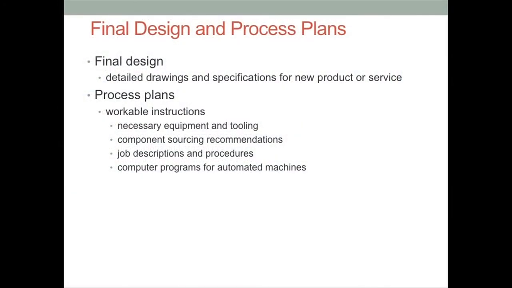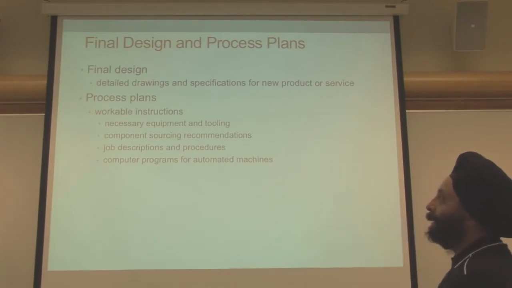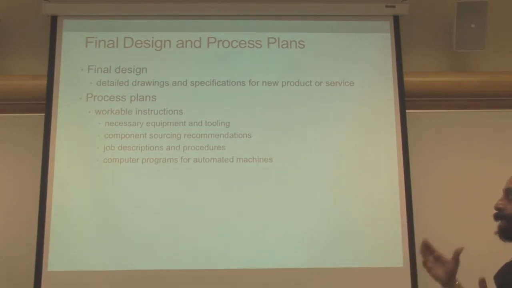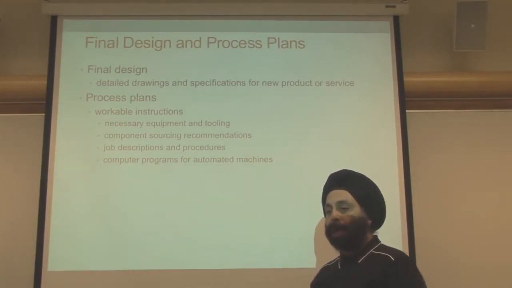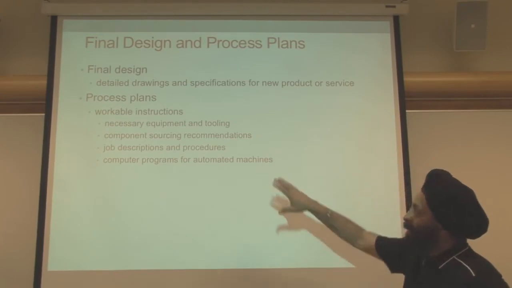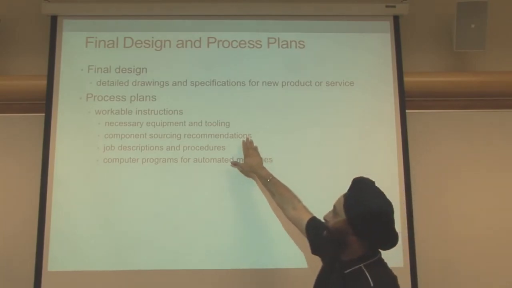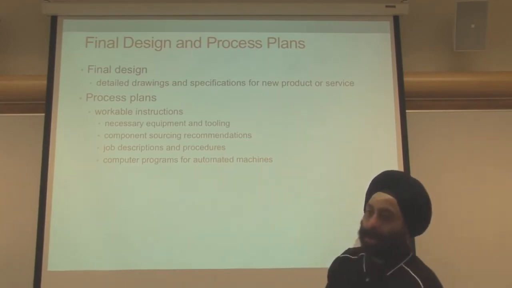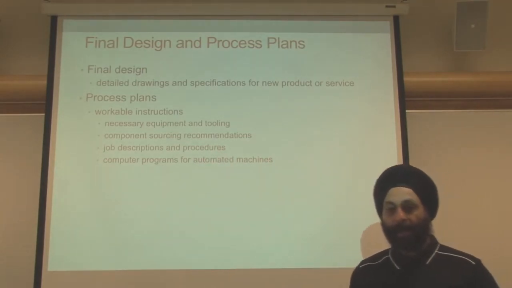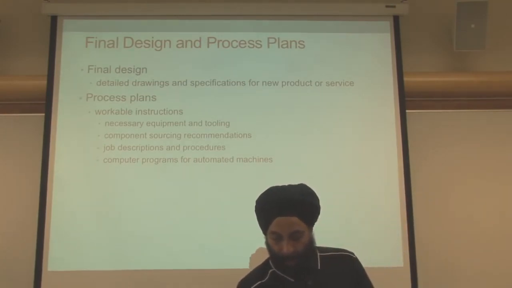So final design and process plan: it's detailed drawings and specifications for new products or services. The process plan includes workable instructions, the necessary equipment and tooling that is needed, and how the machines have to be revised to do the work. It also includes component sourcing recommendations, meaning where are you going to buy the product from, and job descriptions, meaning what type of job will be required on the shop floor so that we can hire the right people. In this case, computer programs for automated machines will be needed as well.